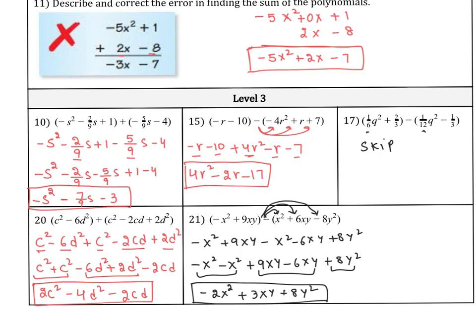This one, number 17, we can skip because they have different denominators, and so if we want to solve this, we want to make the same denominator for them. So this takes more steps. Okay, if you want to skip it, if you want to do it, that's fine too.